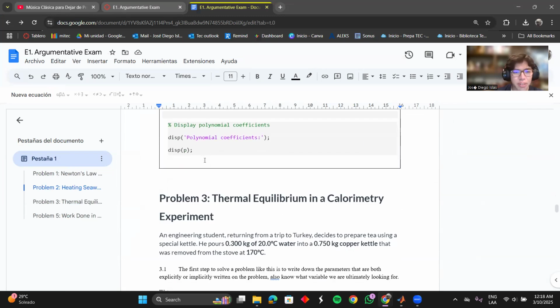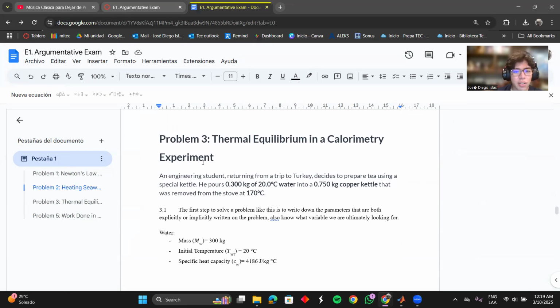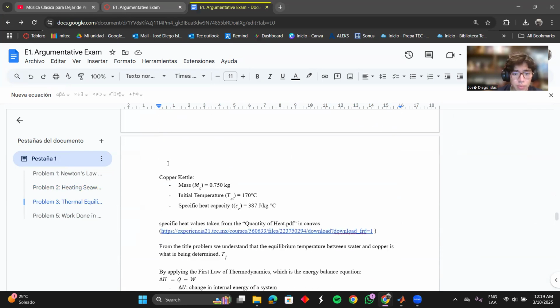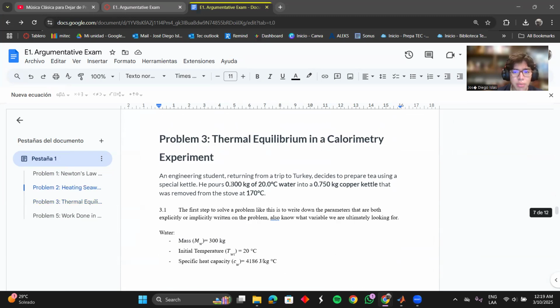really attractive PDF. Yeah, we have this problem of thermal equilibrium. With thermal equilibrium, we have two things: water and a piece of copper. This was pretty much straightforward with the things we have to do.